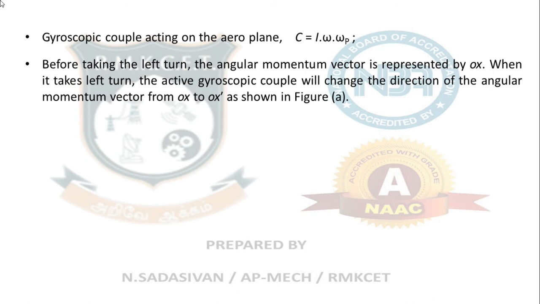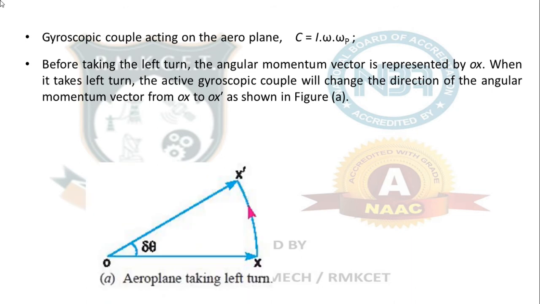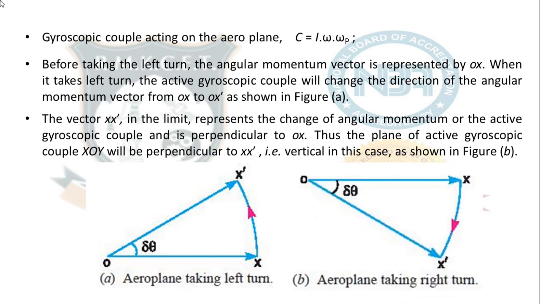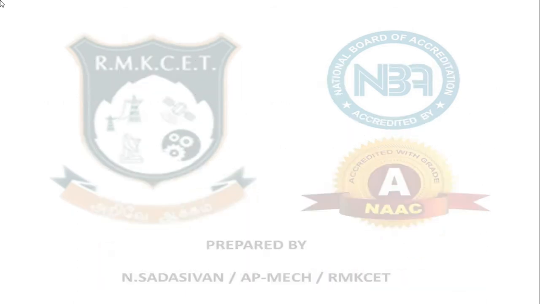Before taking the left turn, the angular momentum vector is represented by OX. When it takes a left turn, the active gyroscopic couple will change the direction of the angular momentum from OX to OX dash. Vector XX dash, in the limit, represents the change of angular momentum of the active gyroscopic couple and is perpendicular to OX. Thus, the plane of the active gyroscopic couple, XOY, will be perpendicular to XX dash. See, it's very simple.